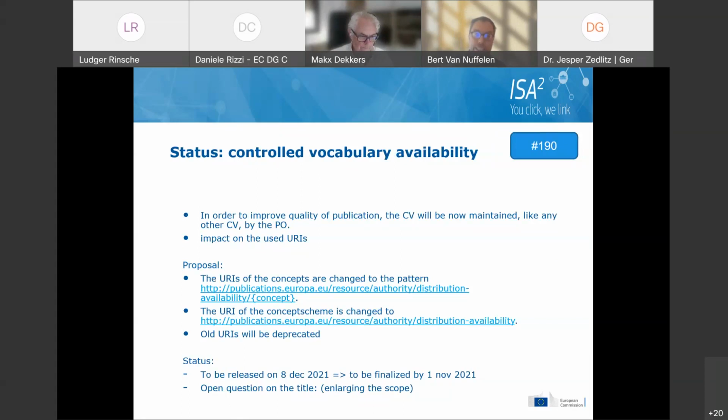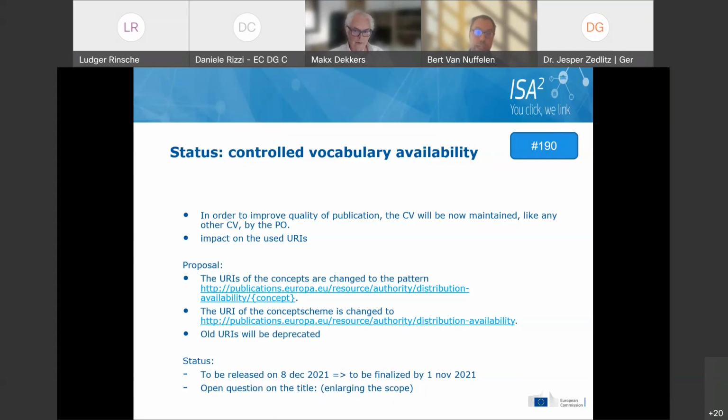In order to release it by the 8th of December, so the publications office has a release cycle, and we would like to join the release cycle of the publications office of the 8th of December. We should have finalized the code list by the 1st of November. And we would like to have the following confirmation from the community, namely on the title. That's the next slide. I have a short vote on that in order to finalize it.